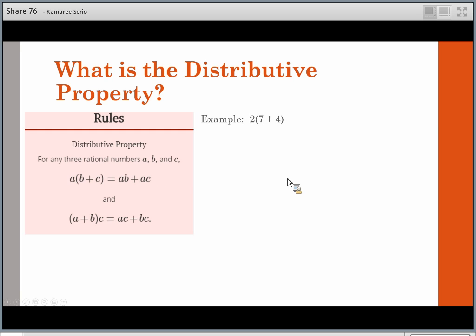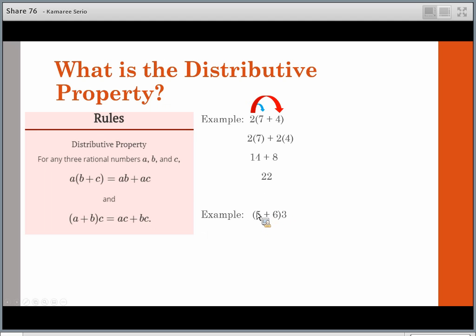What that looks like with numbers is this. We have 2 times (7 plus 4). You want to take this 2 and multiply it to the 7, so 2 times 7. Then you're going to have your plus sign in the center, and you're going to take your 2 and multiply it to the 4. It'll look like this: 2 times 7 plus, remember your sign stays the same, 2 times 4. Then from here, all you're going to do is just multiply. 2 times 7 is 14, 2 times 4 is 8, and then add them together. Get 22.